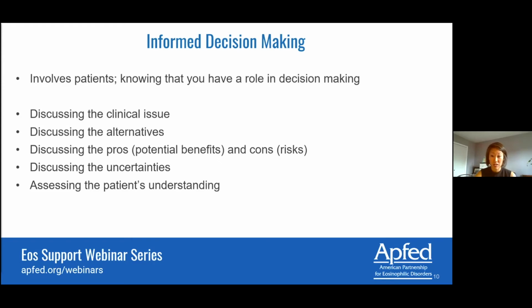Then, discussing the uncertainties associated with that decision. Nothing in life, medicine, or healthcare is a sure bet. And honestly, we as doctors are not great at discussing uncertainties, but it's such an important part of having a thoughtful discussion about what to expect, and what not to expect too. And then finally, assessing a patient's understanding. So really checking in, right? If my job is to provide you all this information, it behooves me to also check in with you to make sure that this information has been received by you. Does this make sense?